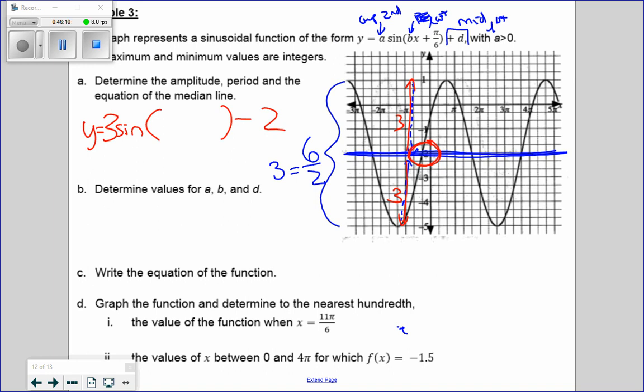Now, if this is a long answer question on the diploma or my test, you would get 2 marks out of 3 because you have found 2 of the 3 letters. You found D, you found A. All we've got left to do now is find B. Okay?